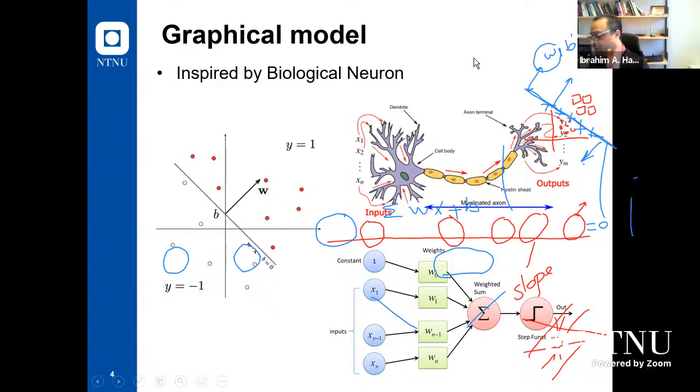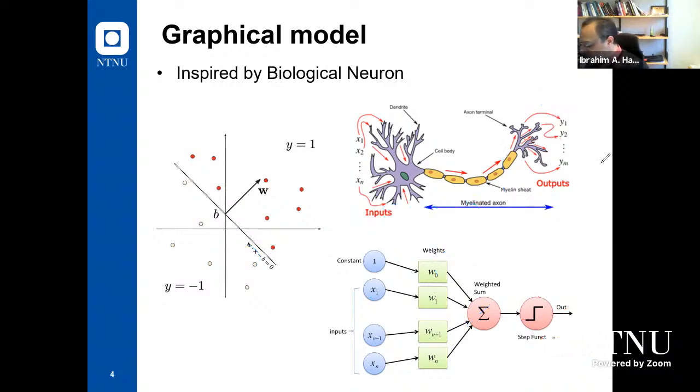Okay, so this perceptron has a graphical model and it's inspired by the biological neuron. You can just compare. I need to remove those annotated stuff. So this is the graphical model and this is a perceptron as we mentioned last time. The decision boundary is easy. We will just say it's net, for example. Net equals omega x plus b.